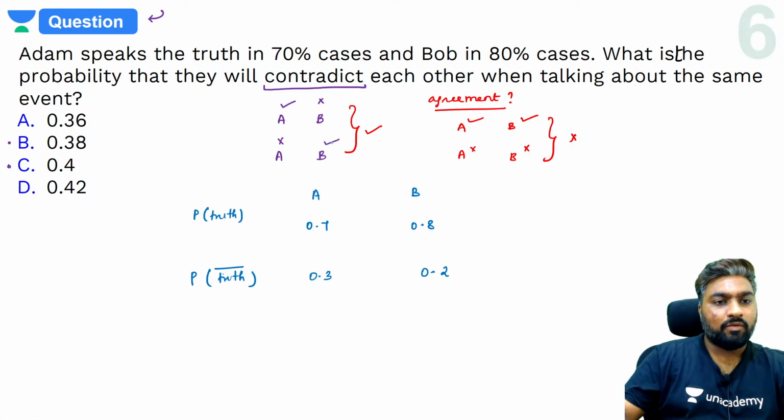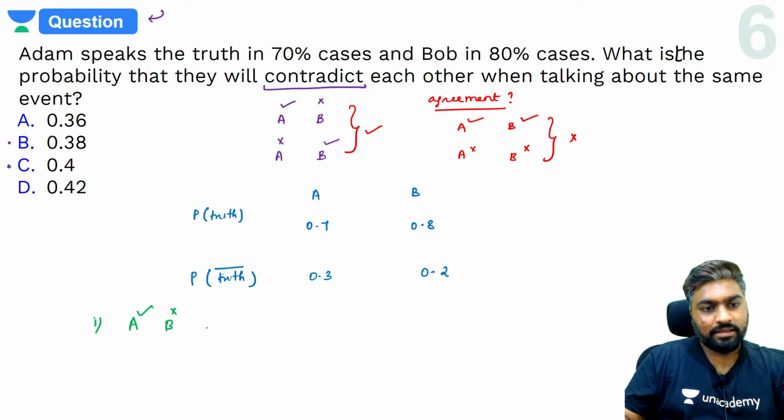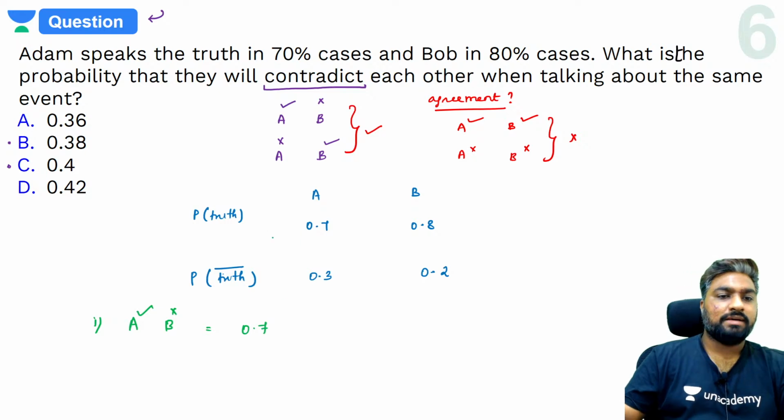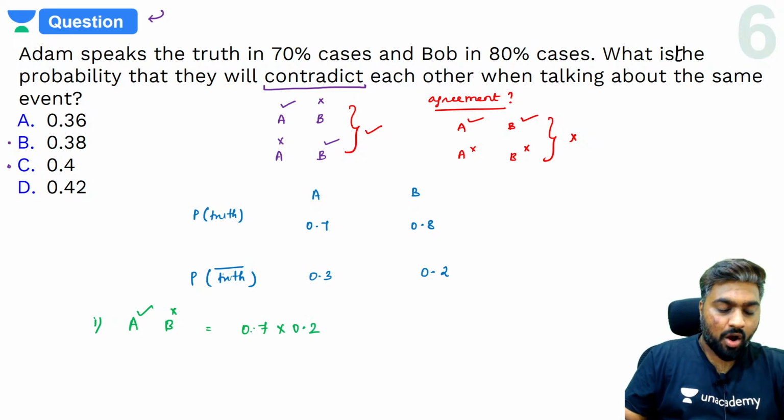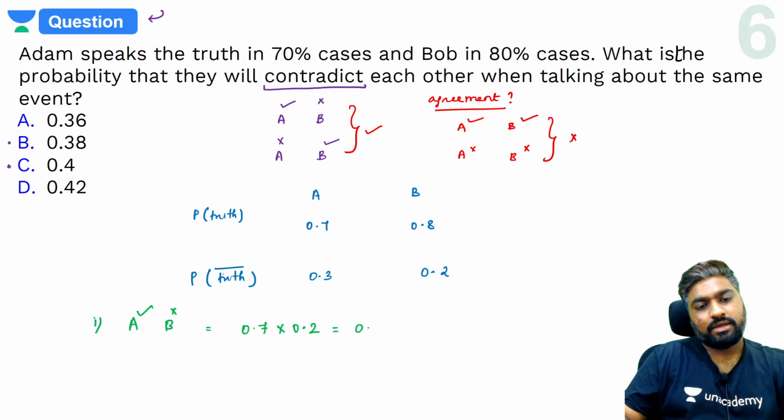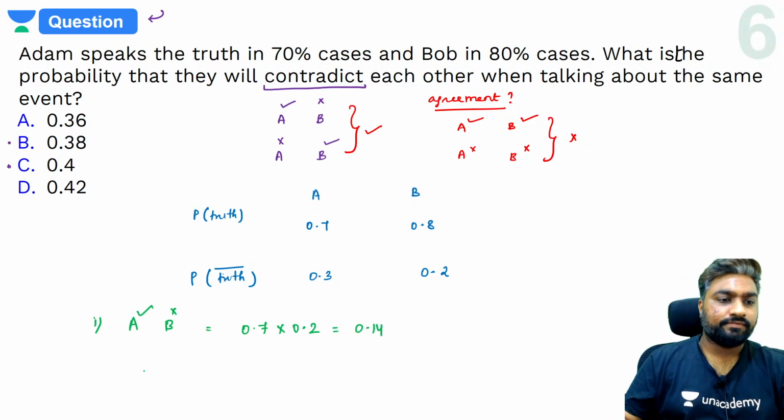What do we want? We want in one case, case 1, A telling the truth and B lying. This is going to be what? Probability of A telling the truth, that's 0.7. What is the probability of B telling a lie? B lying would be 0.2. And so this is going to be 0.14.